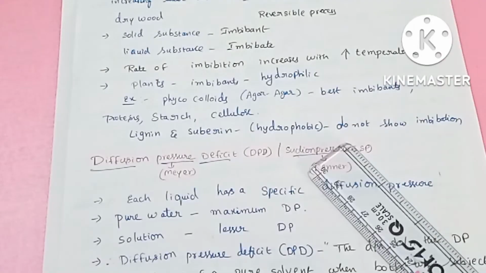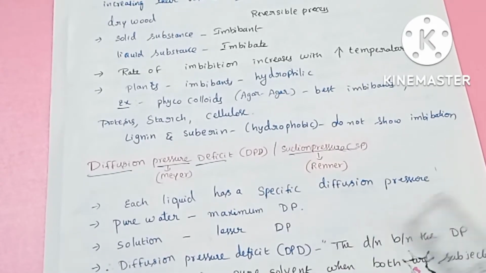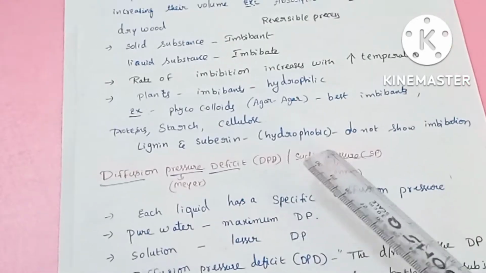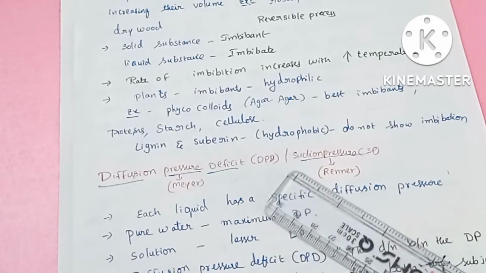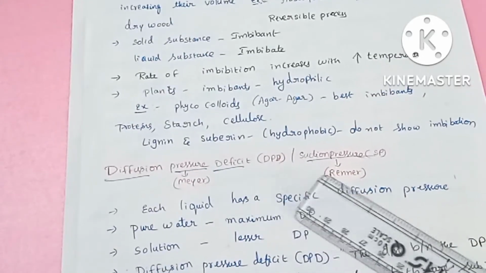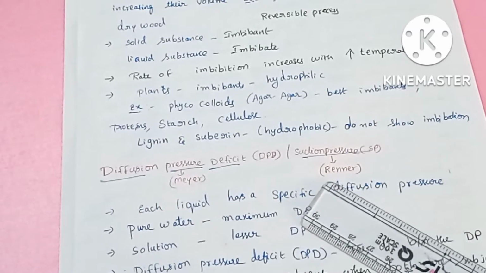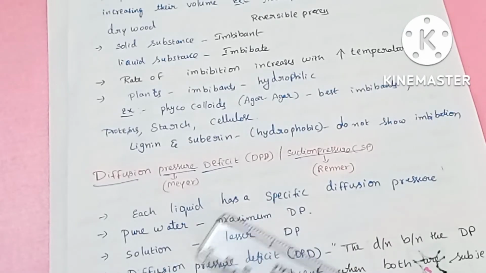The next one is diffusion pressure deficit. The term diffusion pressure deficit was coined by Mayer, and it is also called suction pressure. The term suction pressure was given by Renner.